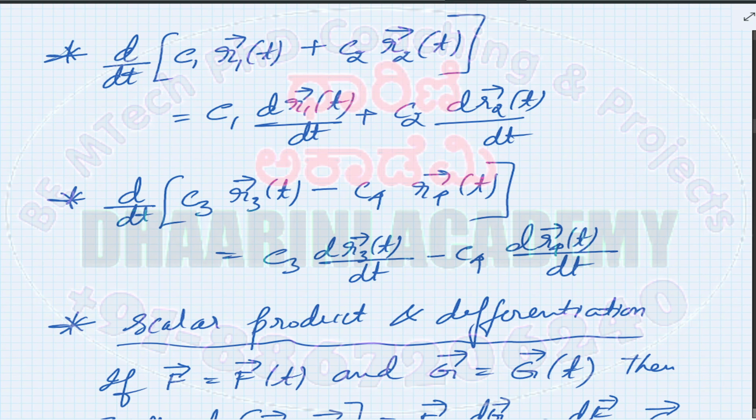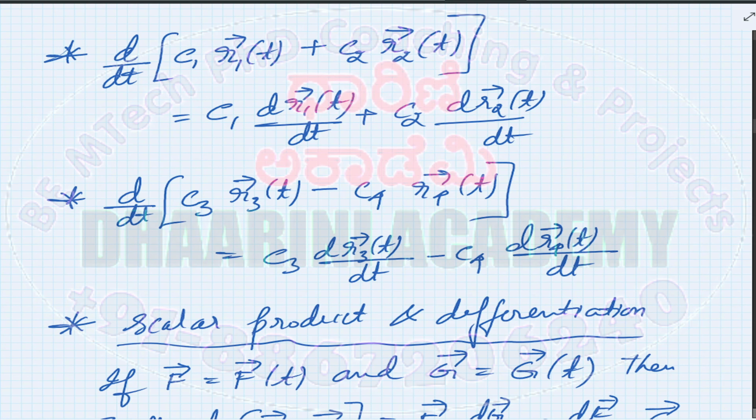The same thing is applicable for the difference as well. So you can see in the second point, d by dt of c3 into r3 of t minus c4 into r4 of t, right? That is nothing but the d by dt goes inside the bracket and gets applied to the two different vectors present inside your brackets. So c3 into dr3 by dt minus c4 into dr4 of t by dt. So that's how we are trying to represent.